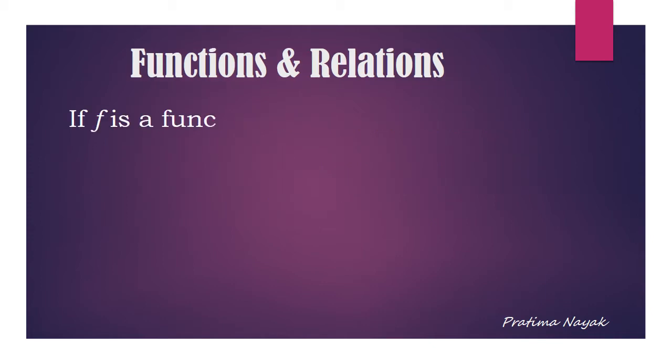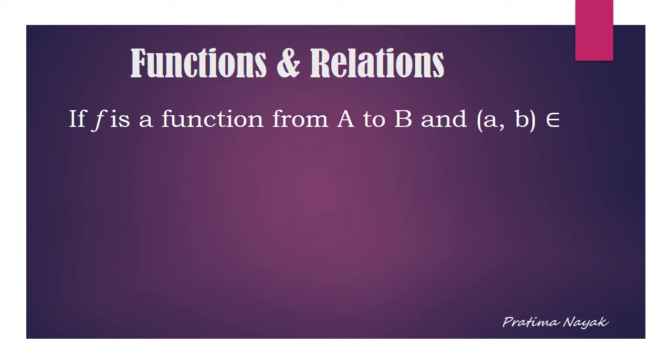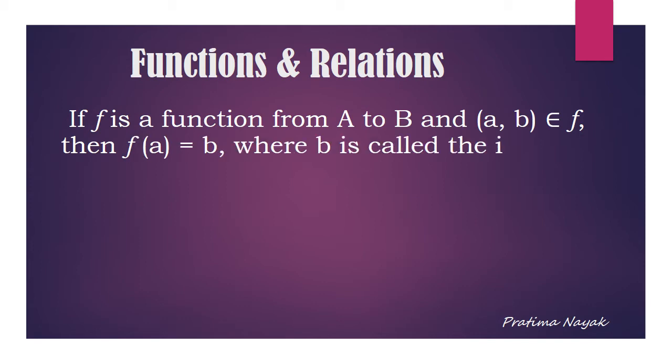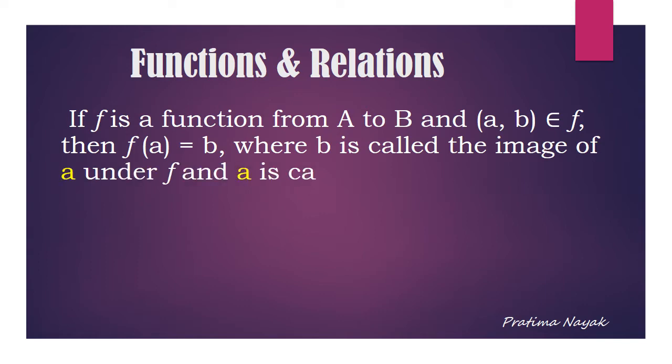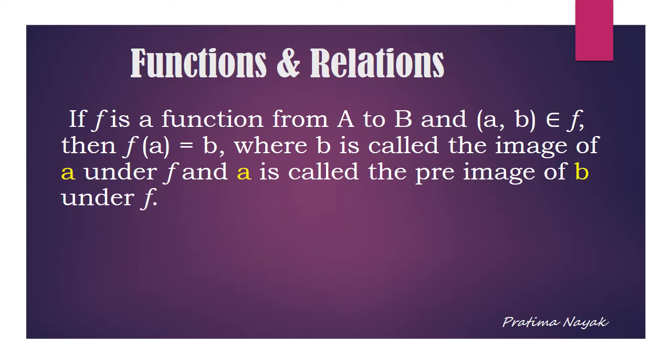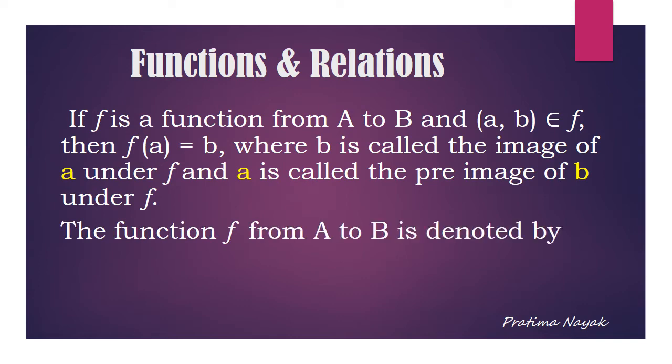If f is a function from A to B and ordered pair (a, b) belongs to f, then f of a is equal to b, where b is called the image of a under f and a is called pre-image of b under f. The function f from A to B is denoted by f: A maps to B.